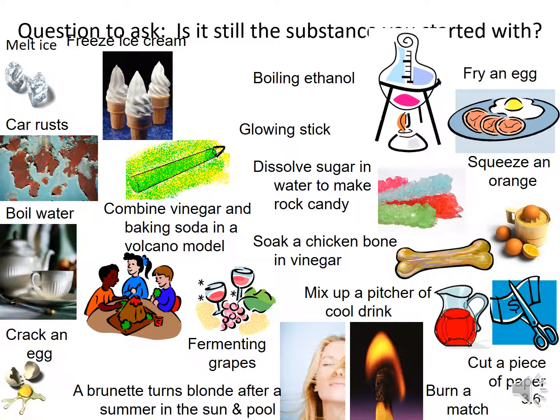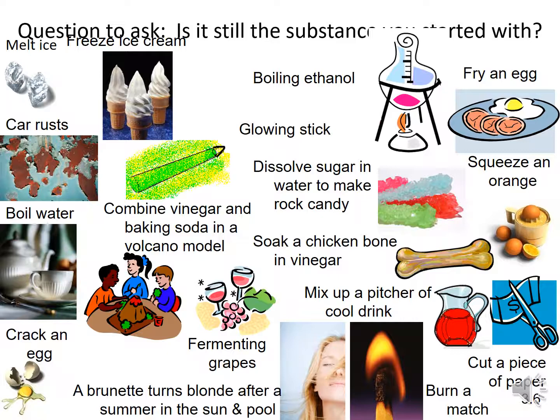We have some examples on this page, and we can ask ourselves, are we looking at a chemical change or a physical change? The main question to ask is, is it still the substance you started with? For example, melting ice or freezing ice cream. We still have water before and after the melting, and so it's still the same substance, so it's physical. When a car rusts, the iron in the steel of the car turns into iron oxide. So it's not the same substance.